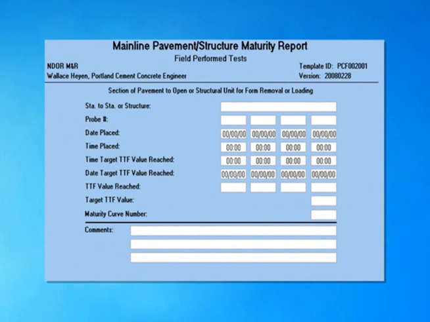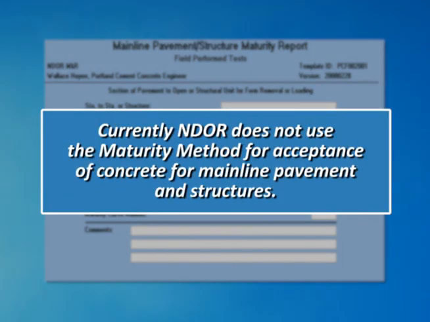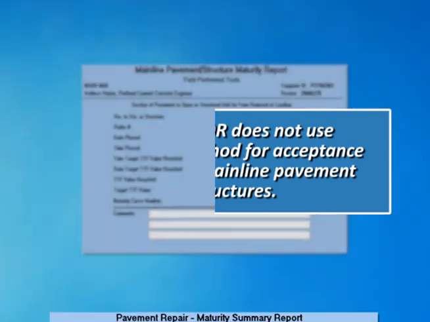This template in Site Manager represents the Mainline Pavement Structure Maturity Report. The intended use is to determine when to open a section of pavement or form removal or loading of a structure. Currently, NDOT does not use the maturity method for acceptance of concrete for mainline pavement and structures.